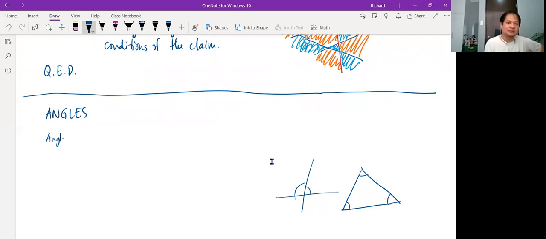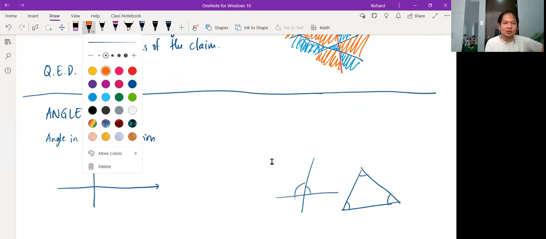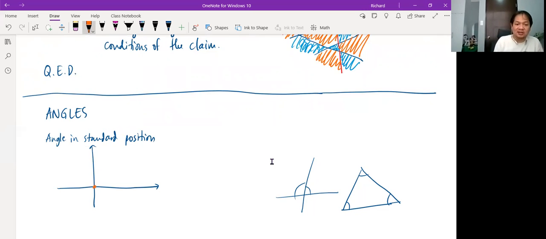So an angle in standard position. Okay, so we're going to start with a plane where you have the x-axis and the y-axis. What we're going to do is position the angle in such a way that its vertex is going to lie on the origin. One ray will be on the positive x-axis. So this will be the initial ray. And then the other ray will fall on, well, wherever it ends up falling. So we're going to call that other ray the terminal ray, and the angle will be this.